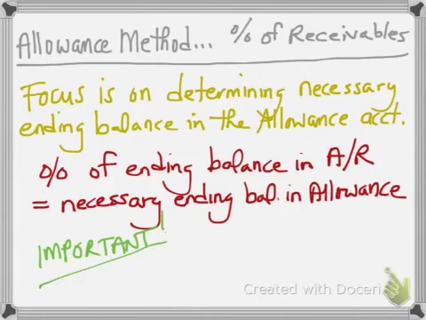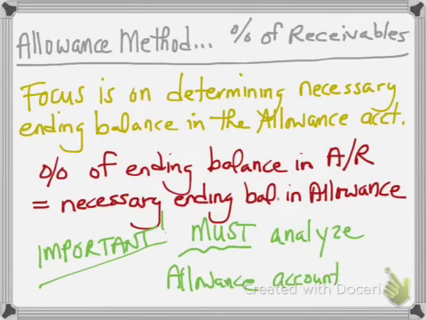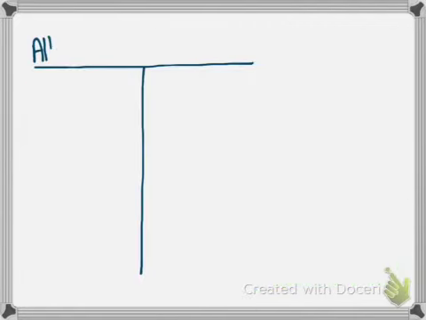Now, an important distinction in this approach, in either one of the allowance methods that deal with receivables, we have to analyze the allowance account activity. We have to be aware of the other activity that's occurred during the year in order to come up with the right amount for the adjustment. So you have to analyze the allowance account, and you really need to do that in a T account, which is what we're going to look at next.